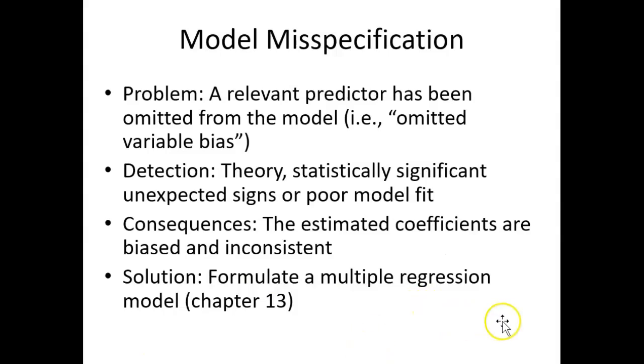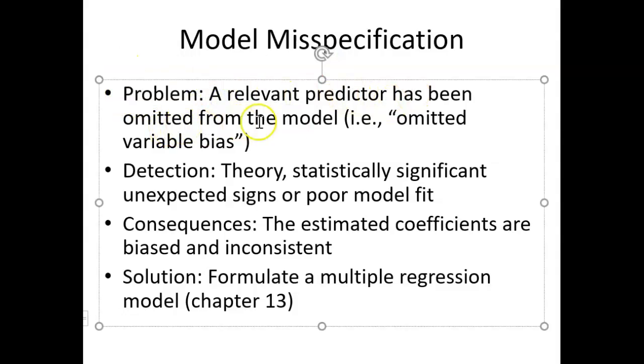Okay, and then finally there are other ways that a model can be misspecified. Sometimes a relevant predictor has been omitted from the model. That's called omitted variable bias. And this is the problem that leads us into chapter 13. So you might know that you have omitted variable bias if there's an important theoretical variable that's left out of the model.